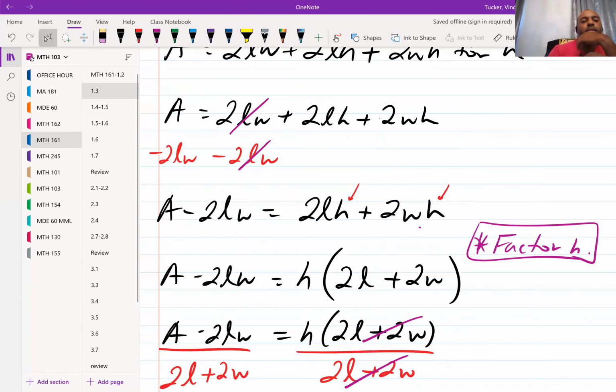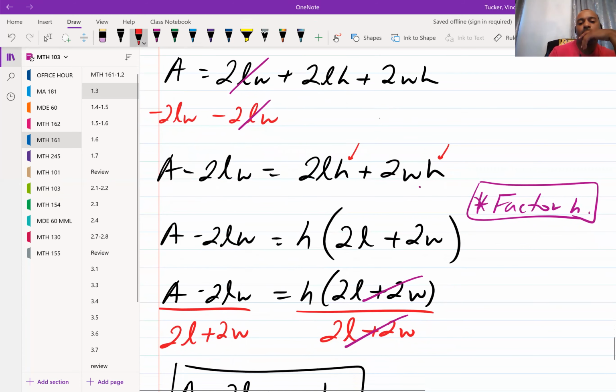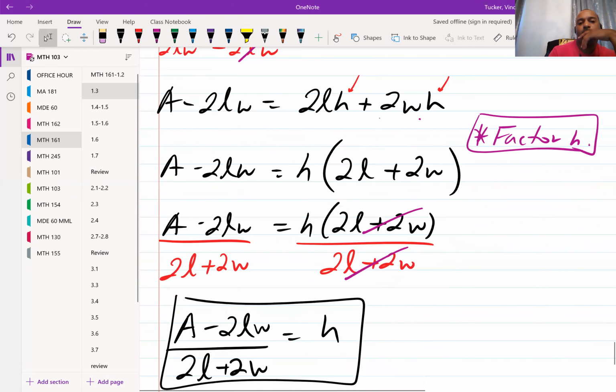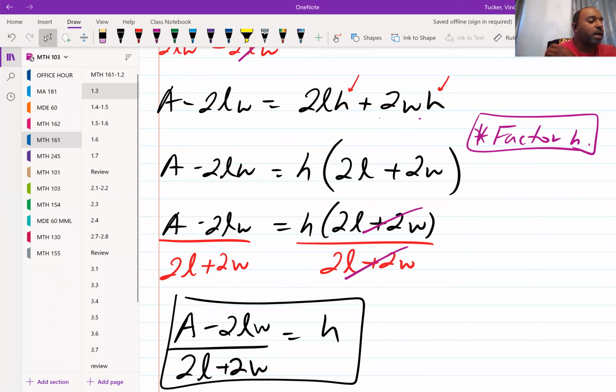Now we'll divide both sides by this 2L plus 2W. And that's our answer. H is by itself on the right. And on the left, we have A minus 2LW over 2L plus 2W.